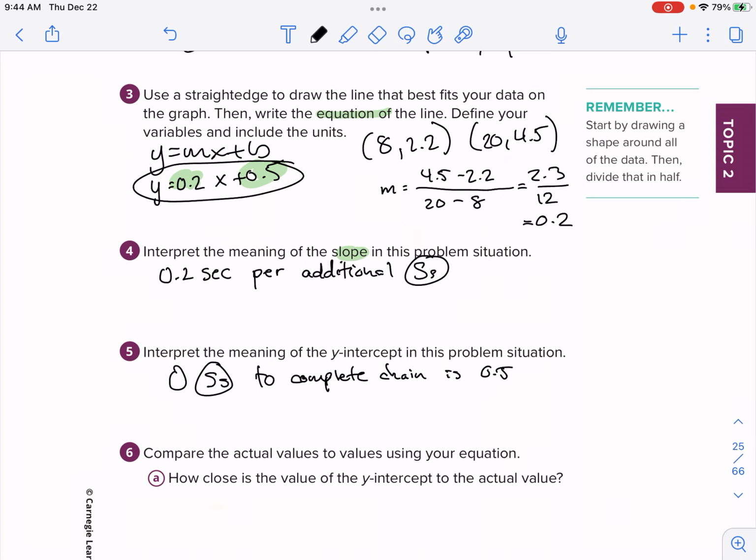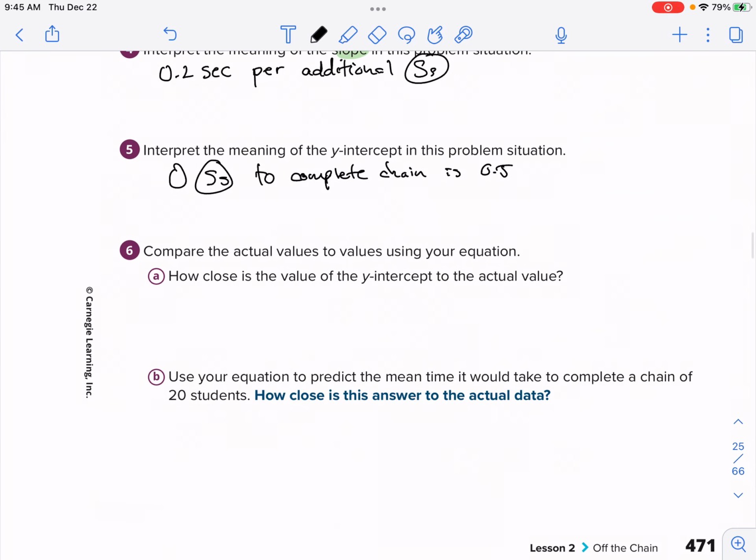Now, why does it take half a second? This is just an estimate. It's very close to 0. It would most likely be 0 seconds. But let's use that to make a prediction for this next part. How close to the y value? This is the actual time it would take 0 students to complete a chain, 0 seconds. So we'll say that the 0.5 is close to 0. And then now let's make a prediction.